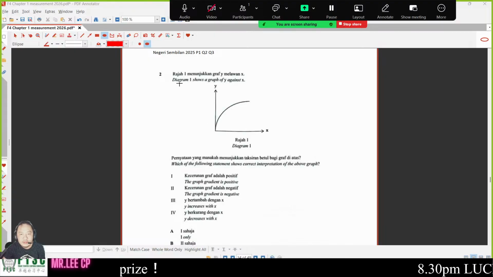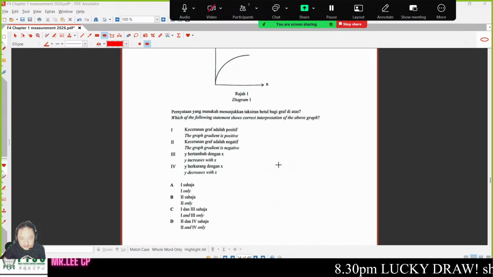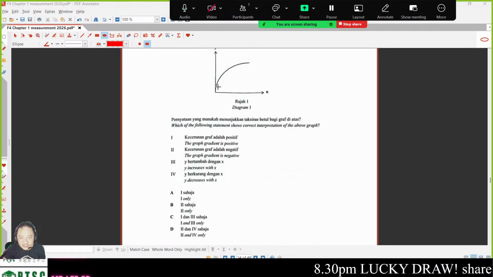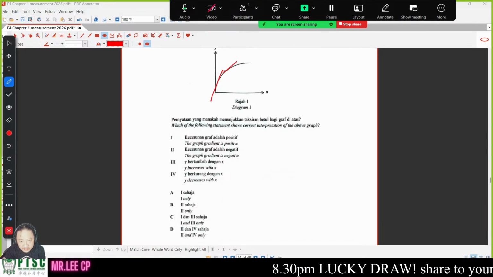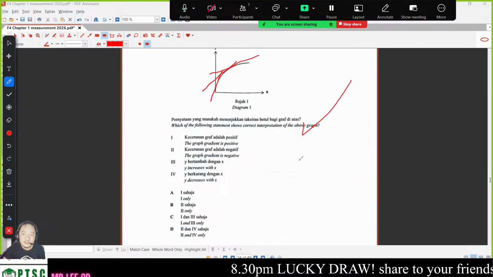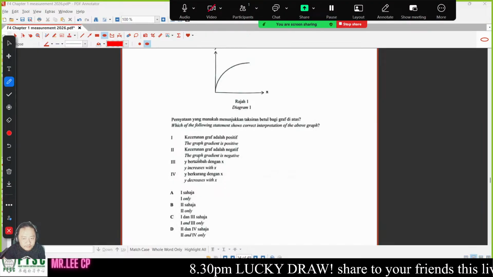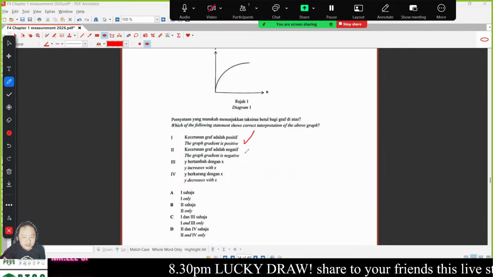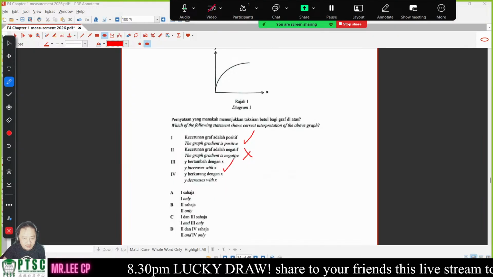All right. Diagram 1 shows a graph y against x. Which of the following statements shows the correct interpretation of the graph above? So the graph gradient is negative or positive. The gradient is like that, it is positive. Going up, it is positive. Going down, it is negative. So positive, correct. The graph gradient is negative, wrong. Y increases with x, yes. So 1 and 3.